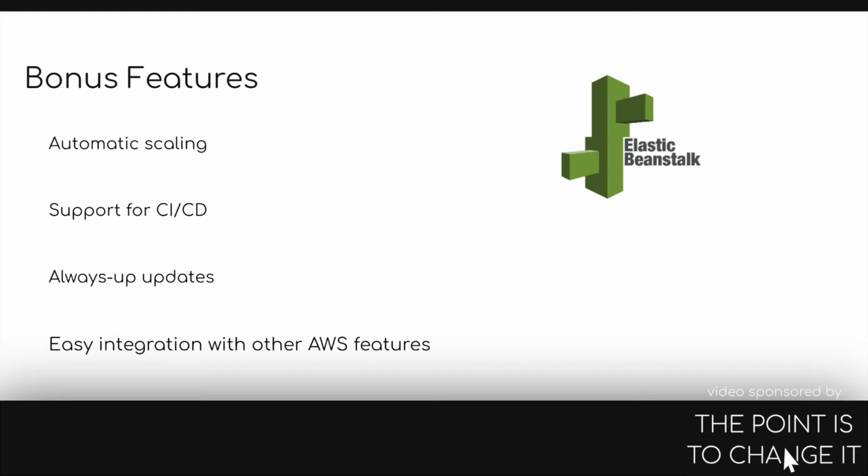Lastly, Beanstalk allows you to integrate easily with other AWS features such as CodePipeline for continuous integration, S3 for mass storage, or DynamoDB for databasing. It can be used with any language, but it's easiest with their pre-configured setups, including Node.js or Python Flask or Python Django. But today I'm going to show you how to set one up with Python Flask.